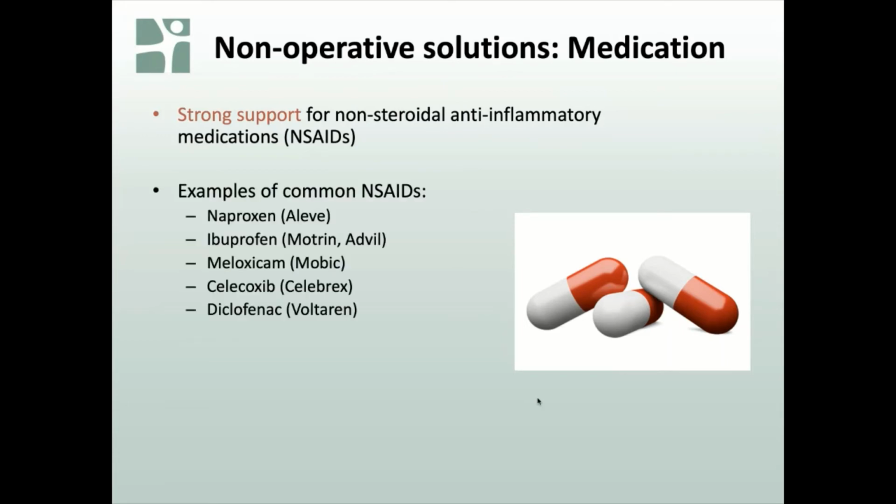Some of these names probably look very familiar to you. These include naproxen, ibuprofen, meloxicam, celecoxib, or diclofenac. I also included their brand names there as well because sometimes there can be some confusion about these. These are all medications that are very similar. They act on the body to decrease pain and inflammation, and for the most part, they are very effective for the treatment of osteoarthritis.